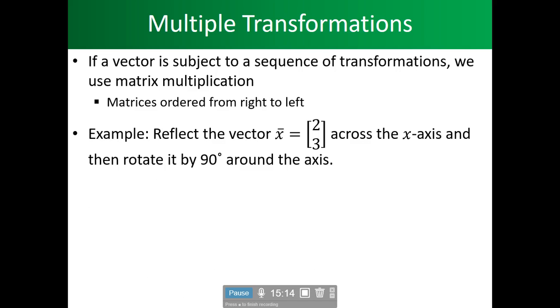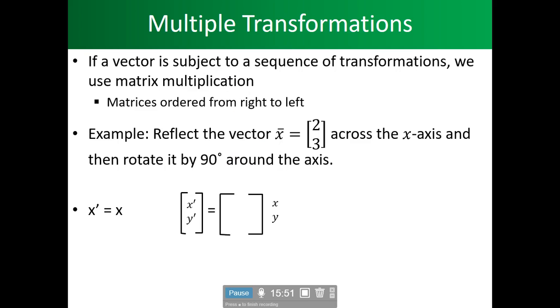Okay, when we look at this, we're going to use an example because we just went through one. So what we want to do is reflect the vector (2, 3) across the x-axis. So we want to change it and move it over to the x-axis. And then we want to rotate it by 90 degrees around the axes. Okay, so let's see how we would do that.